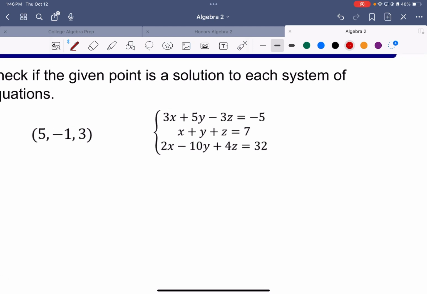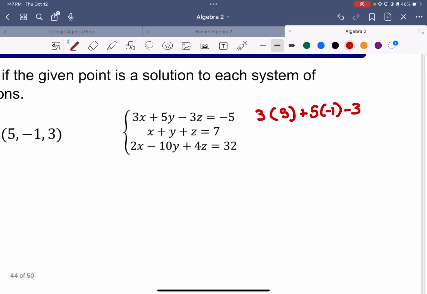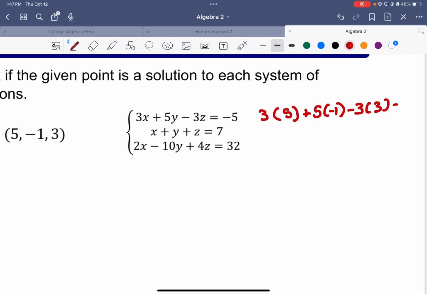So in that first equation, I'm going to substitute a 5 for the x value. So that's going to be 3 times 5 plus 5 times negative 1 minus 3 times 3. And I want to see if that, in fact, is equal to negative 5. If it is, I can go on to the next one. If it's not, I'm done. 3 times 5 is 15. 5 times negative 1 is negative 5. Negative 3 times 3, that's negative 9.